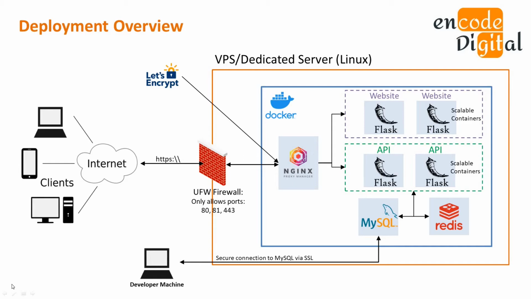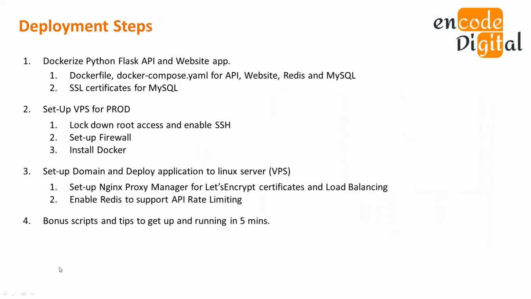In the last part we discussed the application and the API which we created, and we dockerized it. If you haven't looked into that one, have a look, because we prepared our application from the development environment to be ready to be shipped into production. So in this part we're going to set up our virtual machine, and then we're going to lock down the root access and enable SSH for security, and then we're going to set up the firewalls. Then we're going to install Docker as well.